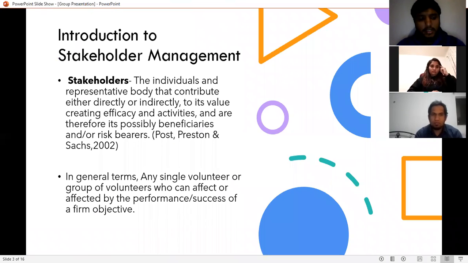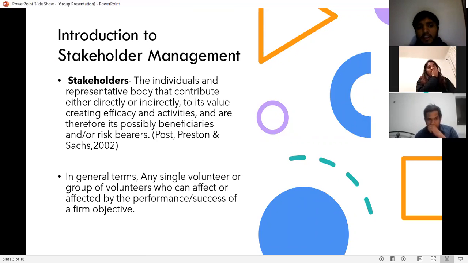First, introduction. According to the author, stakeholders are the individuals and representative bodies that contribute, either directly or indirectly, to its value-creating activities, and therefore are possibly a beneficiary and or a risk or barrier. Second point, in general terms, any single volunteer or a group of volunteers who can affect or be affected by the performance or the success of the project.